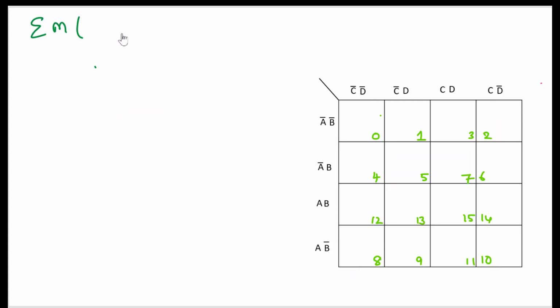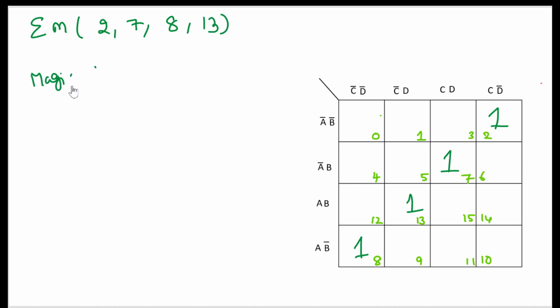Sigma m 2, 7, 8, 13. Okay, let's start filling the number of ones. 2, 7, 8, 13. If you look at here, all ones are along the diagonal. This is called magic configuration. This cannot be minimized, so all are isolated ones. All ones are isolated ones or single ones, you have to write the expression.